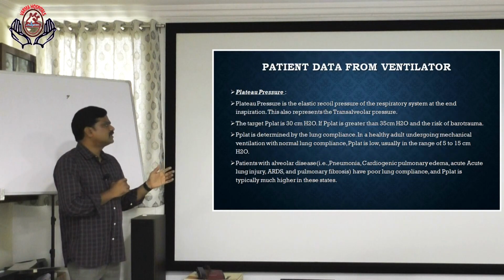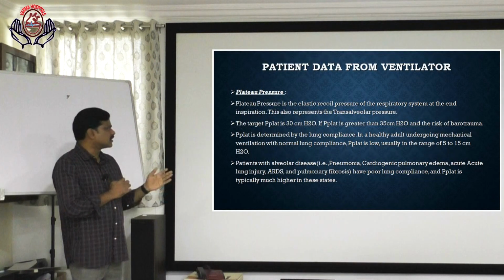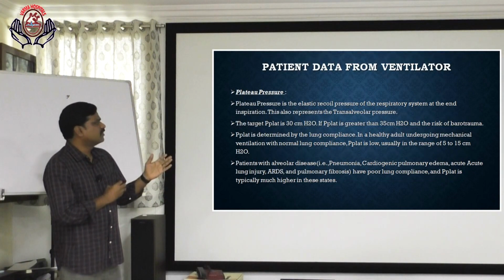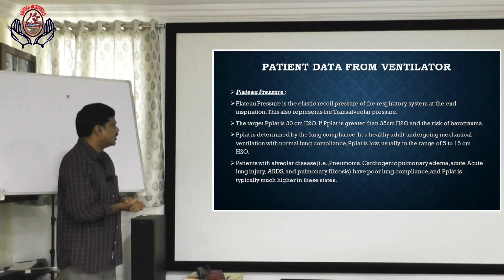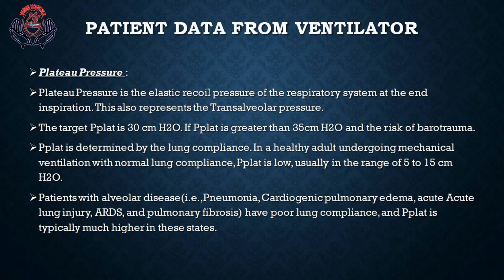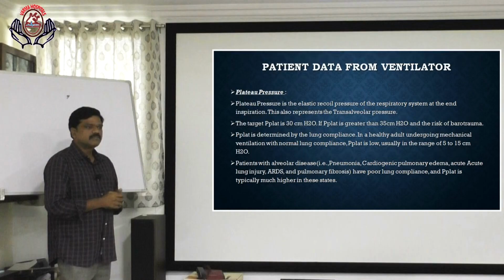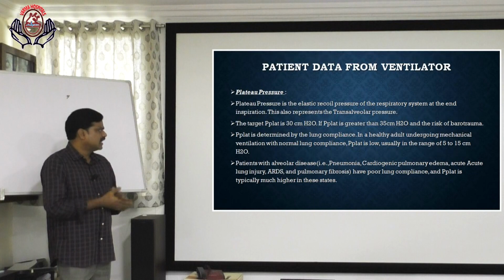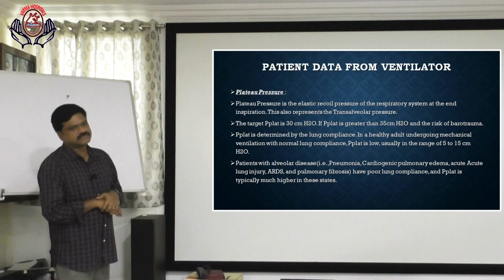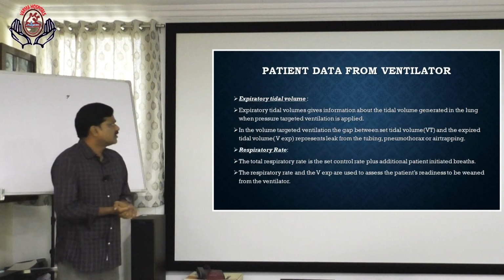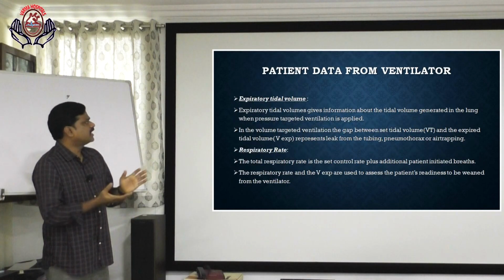In the healthy adult undergoing mechanical ventilation with normal lung compliance, P-plat is low, usually in the range of 5 to 15 centimeters of H2O. Patients with alveolar disease, pneumonia, cardiopulmonary edema, acute lung injury, ARDS, or pulmonary fibrosis have poor lung compliance, and P-plat is typically much higher in these states, greater than 30.